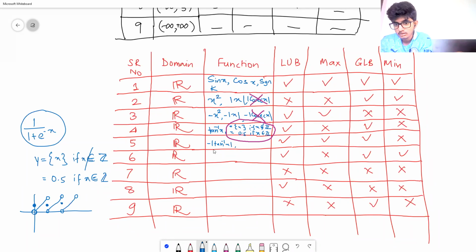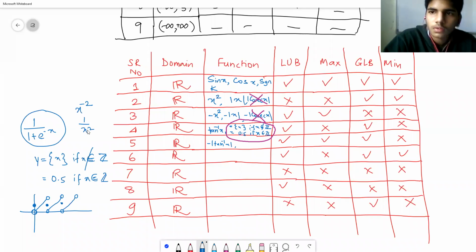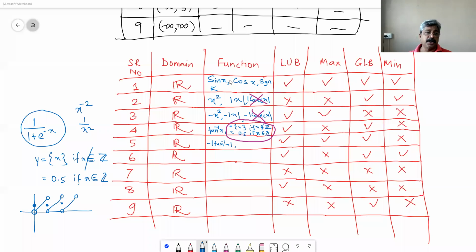Half raised to x square. The x to the power minus 2. x to the power minus 2, that is 1 upon x square. What to do at x equal to 0? Sir, at x equal to 0 we can define it, for example, 1 upon 4. But they will not be continuous.